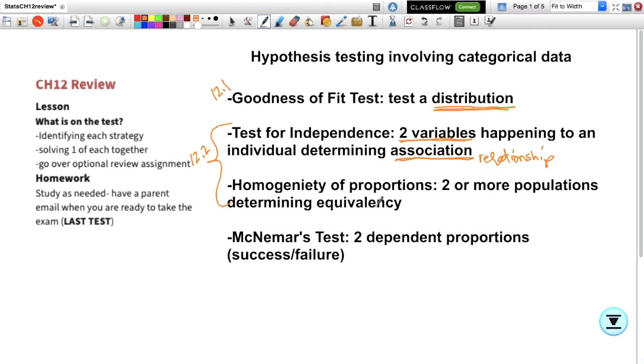And your null and alternative need to reflect that you're determining equivalency. You're trying to see if all the samples are the same or not. You're not trying to define a relationship amongst the samples, just are they equal, yes or no.